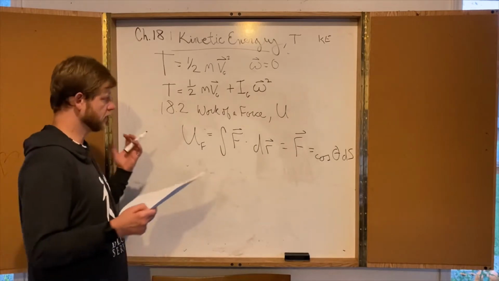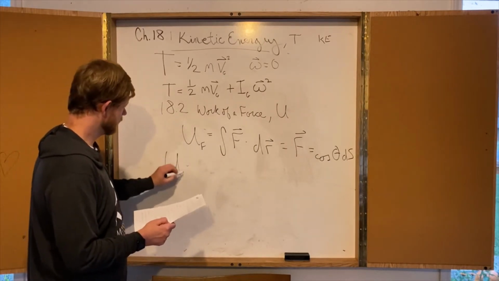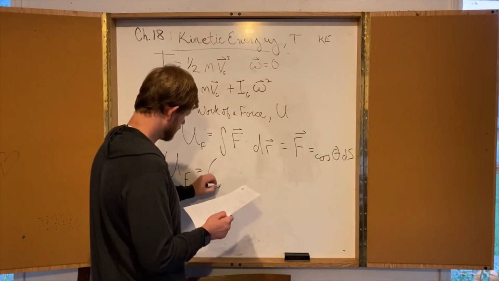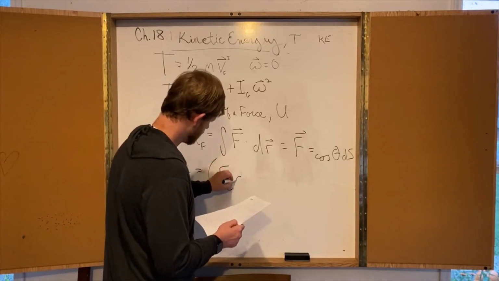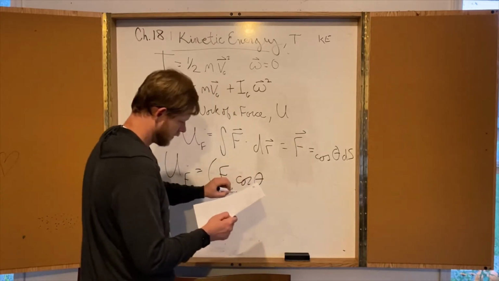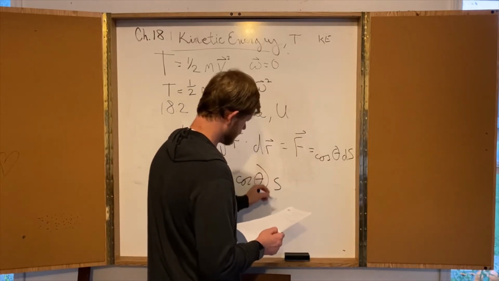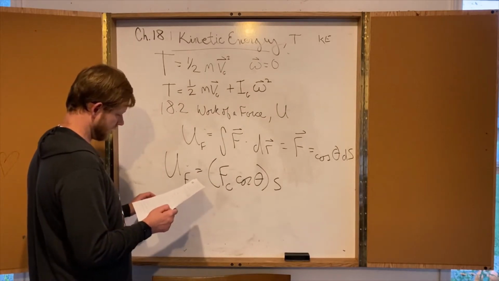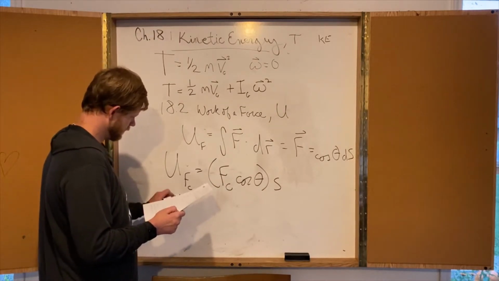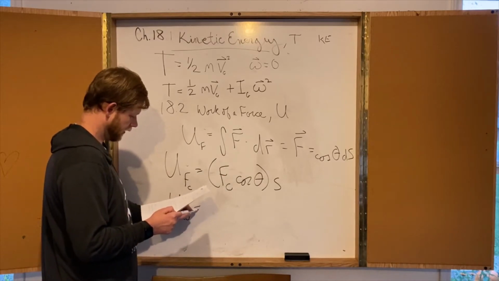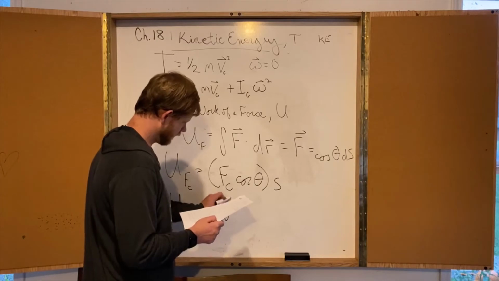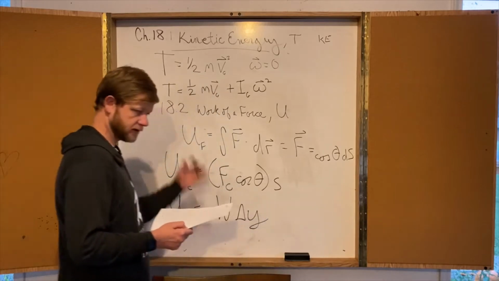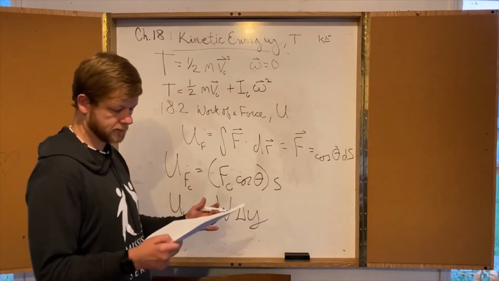Now, that's for a variable force. If the force is constant, we'll say work of a constant force equals the constant force times cosine theta times s, which is the change in distance. The work of weight equals negative the force of weight times delta y. So you're changing elevation, changing y, depending on where your datum is.